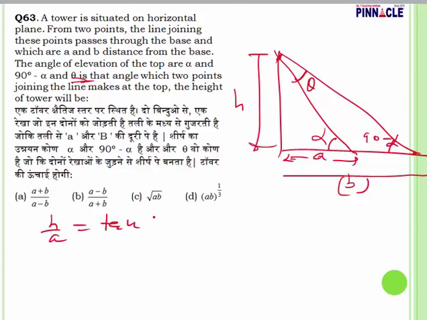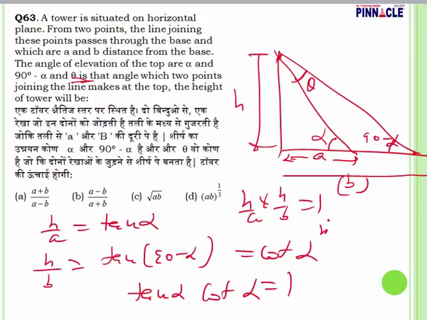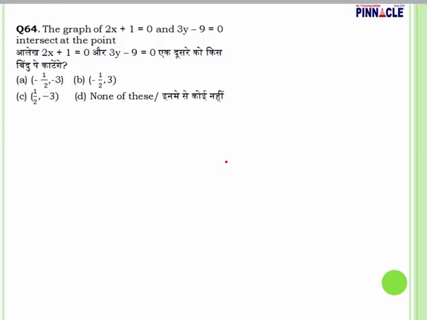You can say h by a is equal to tangent alpha, and h by b is equal to tangent of 90 minus alpha, which is equal to cot alpha. Tangent theta and cot theta multiplied will be equal to 1. In other words, h by a into h by b is equal to 1, h square is equal to ab, and h would be equal to root ab. So the answer is C. Next question, question number 64.